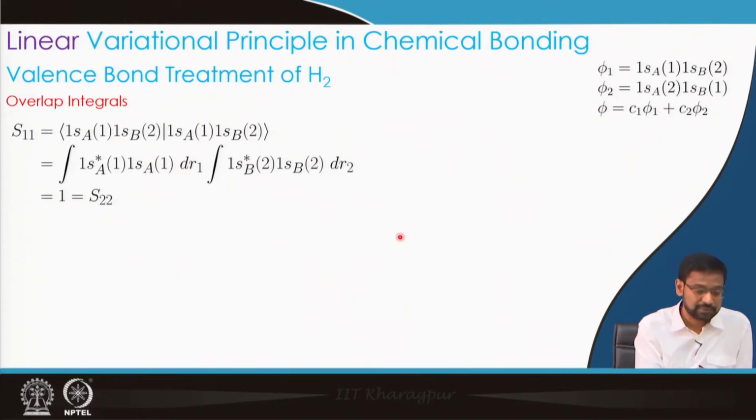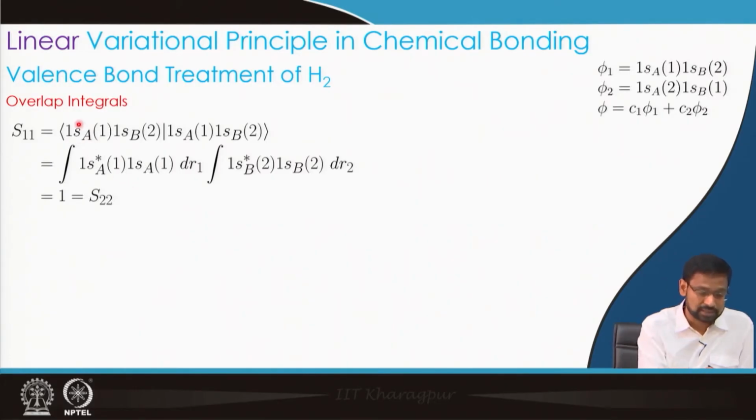That is because I see that there are some functions which depend on electron number 1, and there are some functions which depend on electron number 2. Now, the variable of integration over here, I am integrating over the coordinates of electron 1 and electron 2. So, therefore, what I am doing is that I am separating the functions that depend on electron 1 from those functions which depend on electron 2.